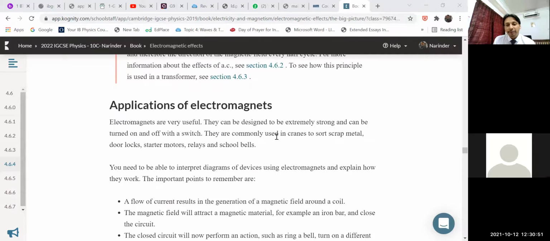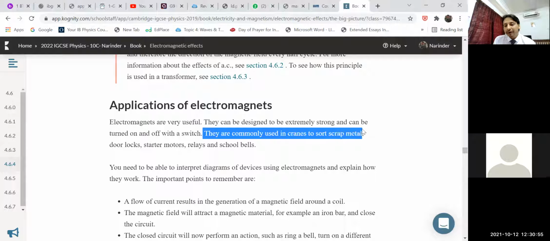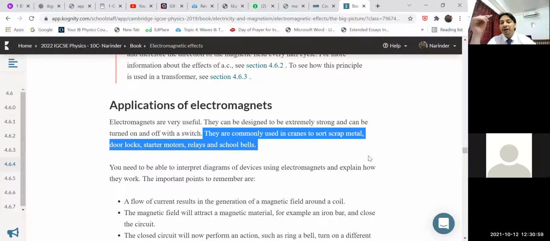Here, the application of electromagnet. Look at this line, children. Electromagnets are used in cranes, to sort out scrap metal pieces, door locks, motors, relays, and school bells.